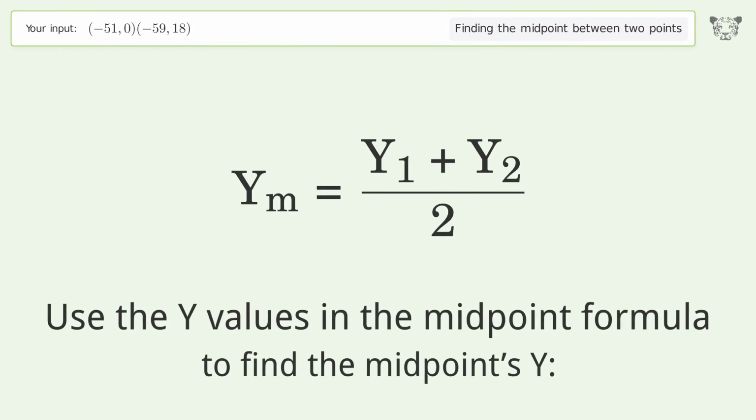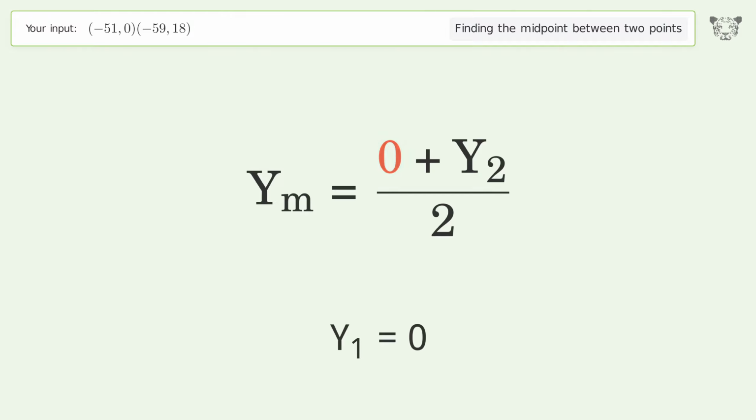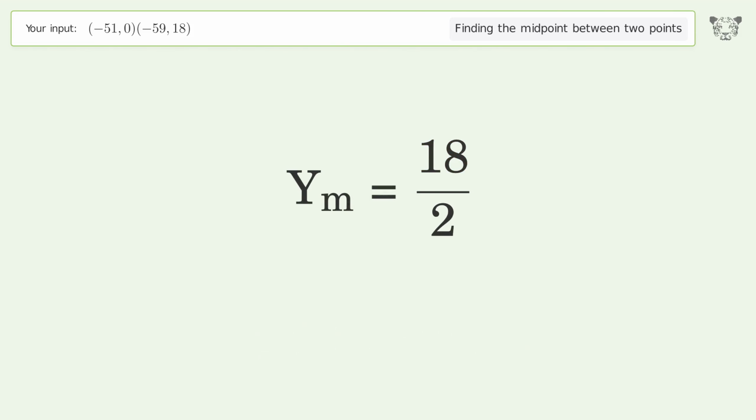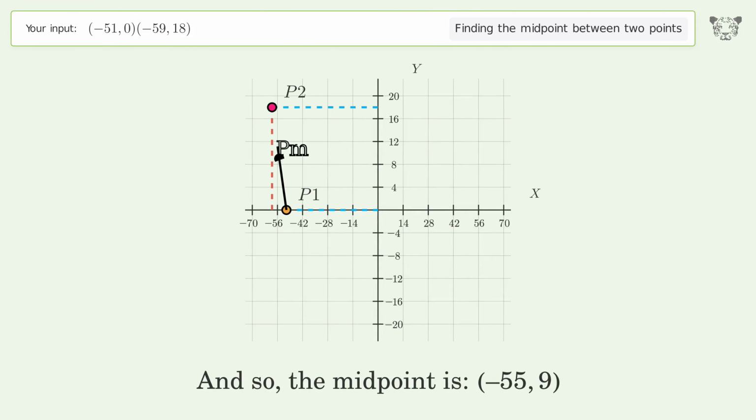Use the y values in the midpoint formula to find the midpoint's y. y1 equals 0. y2 equals 18. Simplify the arithmetic. And so, the midpoint is negative 55, 9.